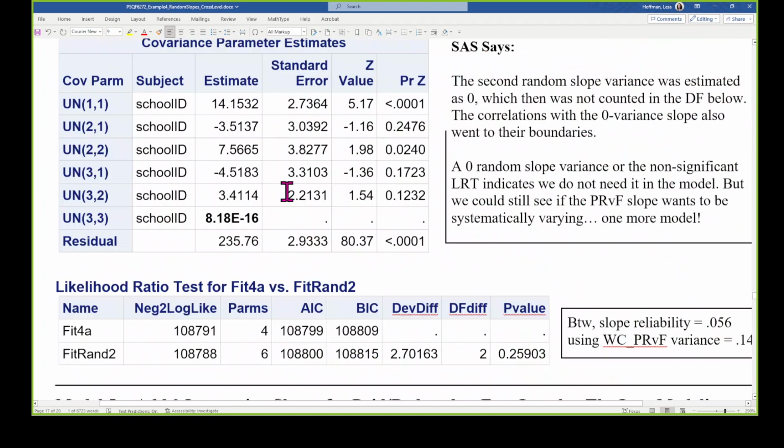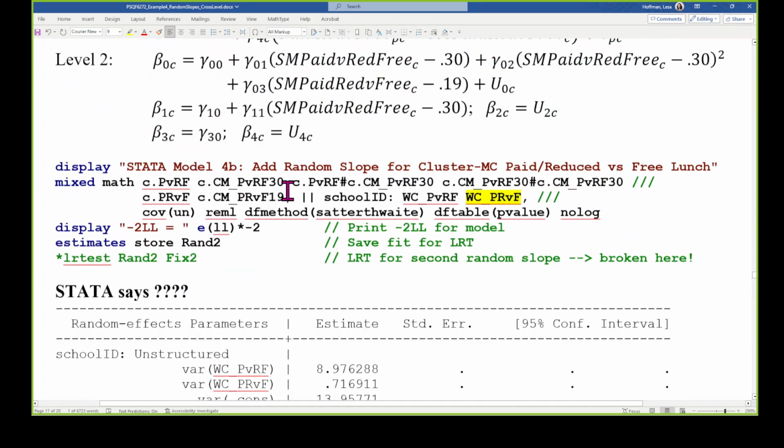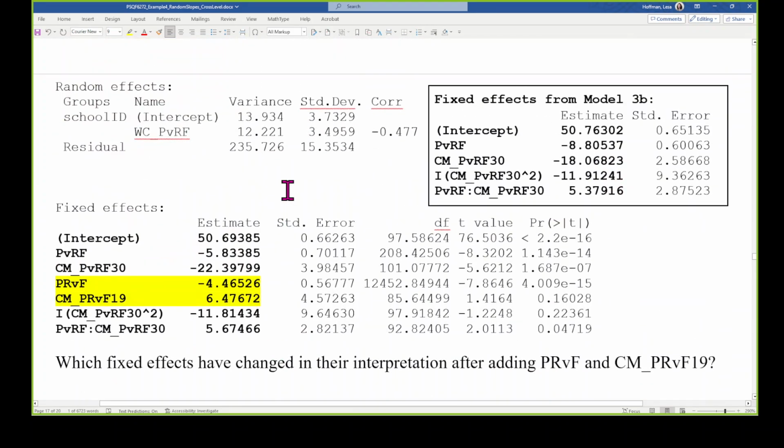So the model that I chose to interpret is the one before we added the random slope and the two interactions. And in that one, the cross-level interaction just eked under 0.05. So we're going to have some pictures to talk about that.